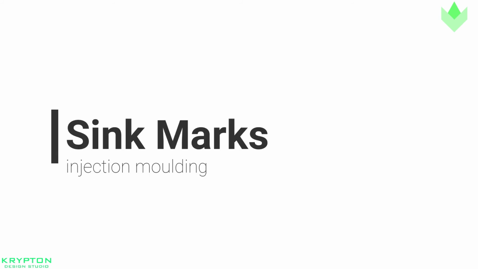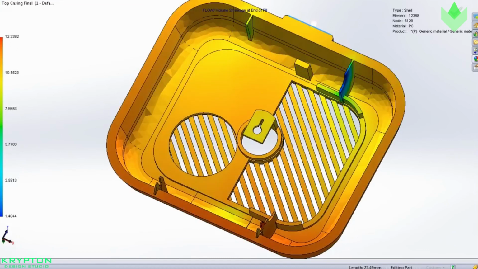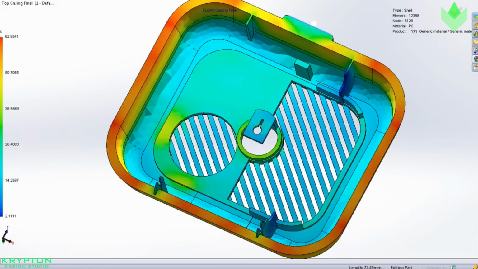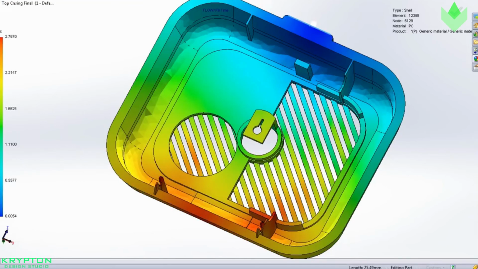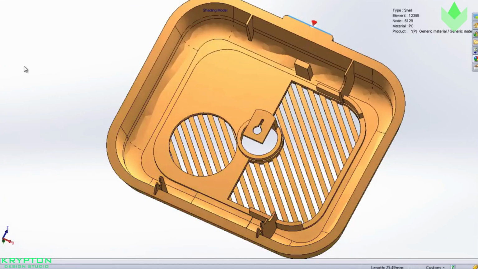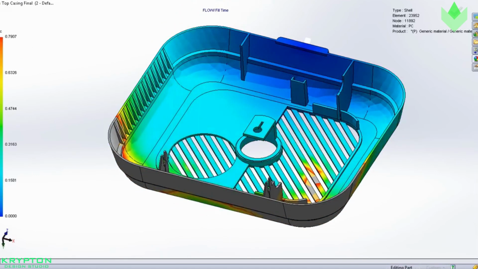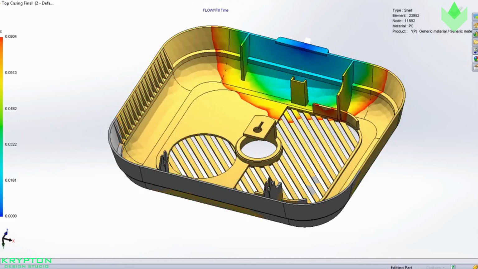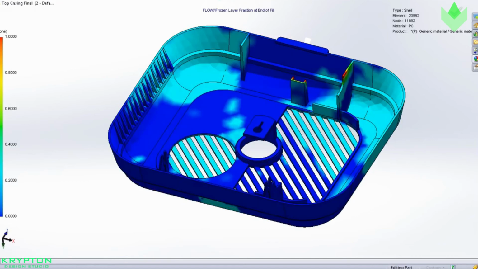Sink marks. When the hot melt flows into the injection mold, the thick sections don't cool as fast as the rest of the part because the thicker material becomes insulated by the outside surface of faster cooling plastic. As the inner core cools, it shrinks at a different rate than the already cooled outer skin. This difference in cooling rates causes the thick section to draw inward and create a sink mark on the outside surface of the part, or worse, completely warp the part.